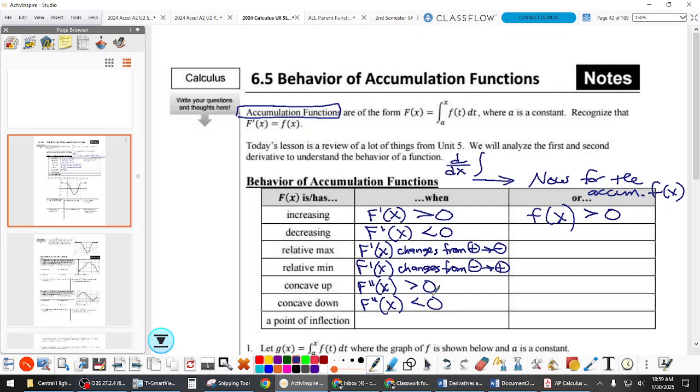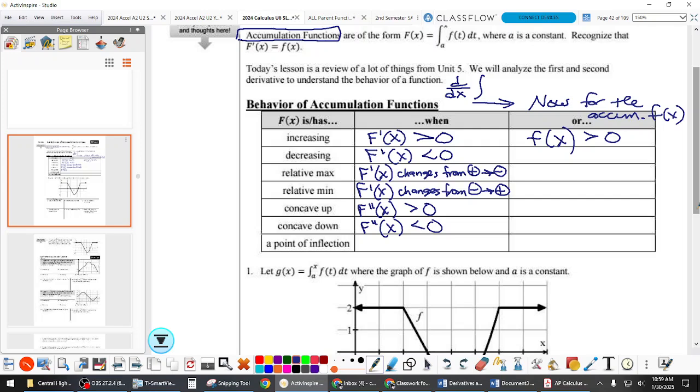Okay? And then point of inflection, we have to be a little bit careful on. Yeah, F double prime changes sign. Which happens where? Typically, not always, but typically, where F double prime is 0. Yeah, or does not exist, right?